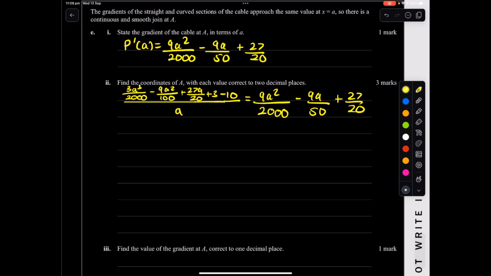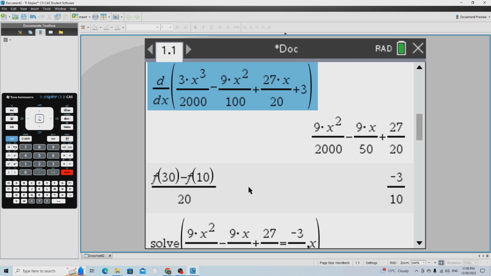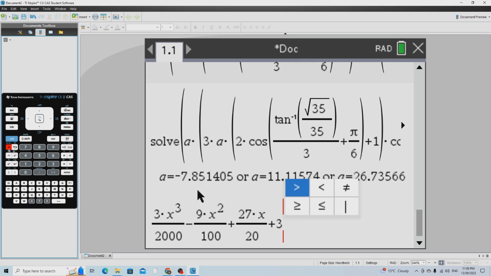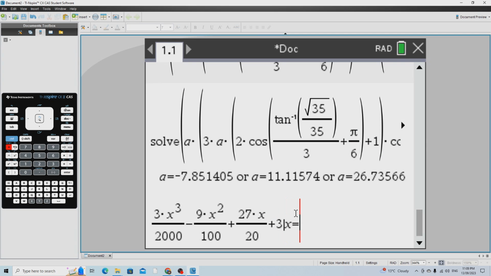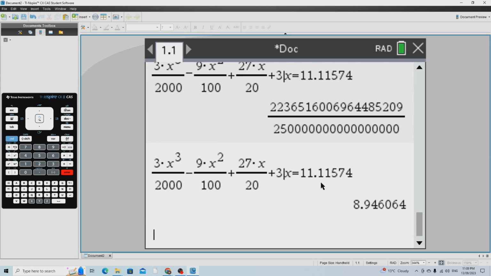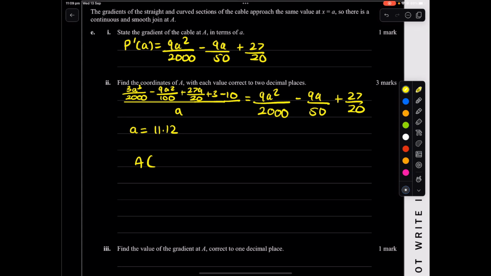So we can say that a is 11.12, and yeah, it's very easy to find the actual thing now, because we know that, given that x is equal to this value over here, it will give us our y coordinate. So we can say the coordinates of a are 11.12, 8.95. That's your coordinates of a. Yeah, so that's that. I hope that's right.